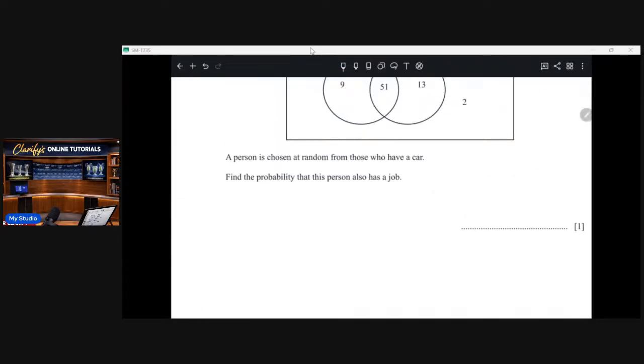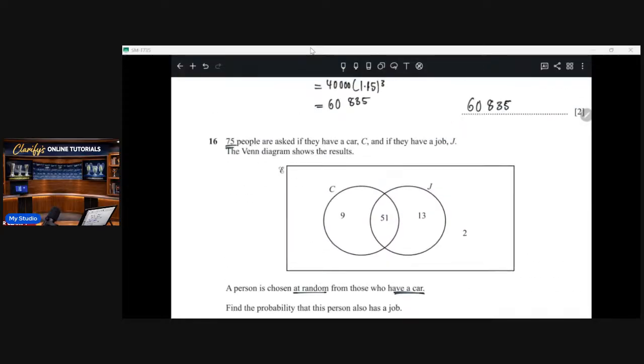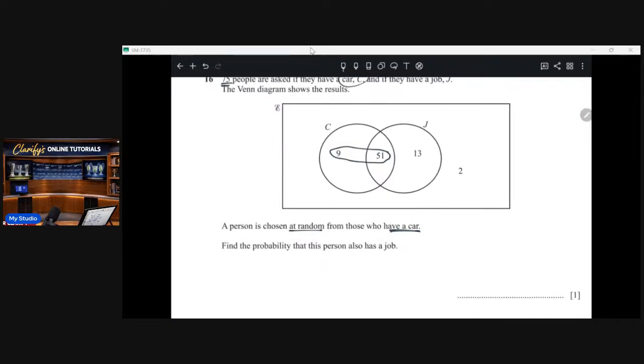They said, what is the probability a person is chosen at random from those who have a car? Those who have a car, how many are there? It's all these. These are all the people that have a car, a total of 60, because C is for car. So, find the probability that this person also has a job, if they take from the people that have a car.